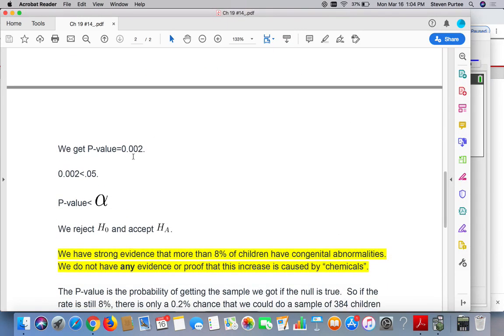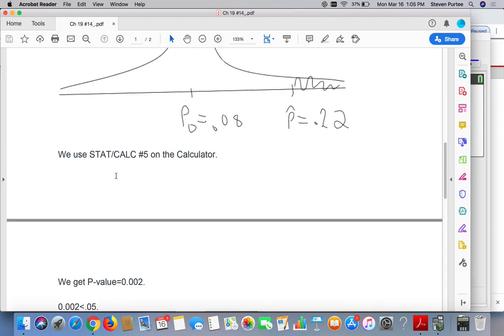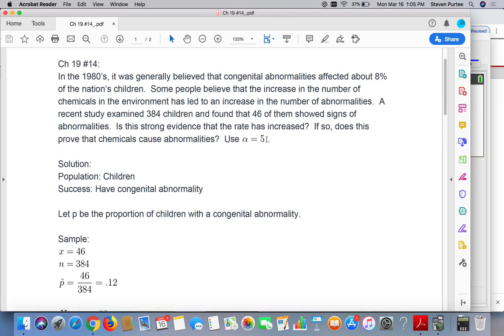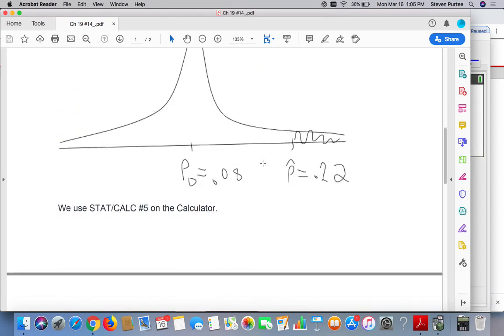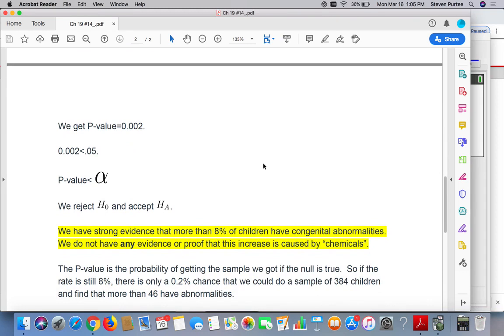So we get a p-value of 0.002. Now we make a decision. If that number is less than our alpha level, right there, 5%, then we have strong evidence. If it's bigger, we don't have strong evidence. Low p-value is strong evidence against the null hypothesis.